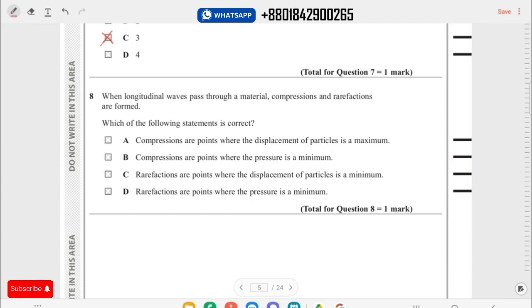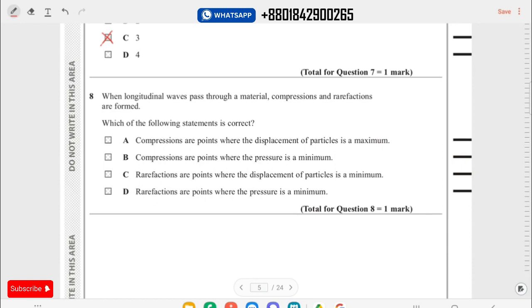Option A says that compressions are points where the displacement of particles is a maximum. Now, displacement here would mean that particles are being vibrated vertically. But in this situation, the particles never vibrate vertically. For longitudinal waves, the particles always vibrate to and fro, which is basically horizontally. So displacement cannot occur for both rarefactions or compressions. So obviously option A is not the correct answer.